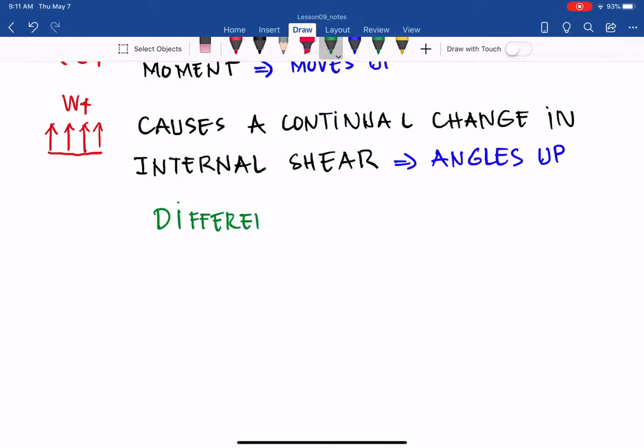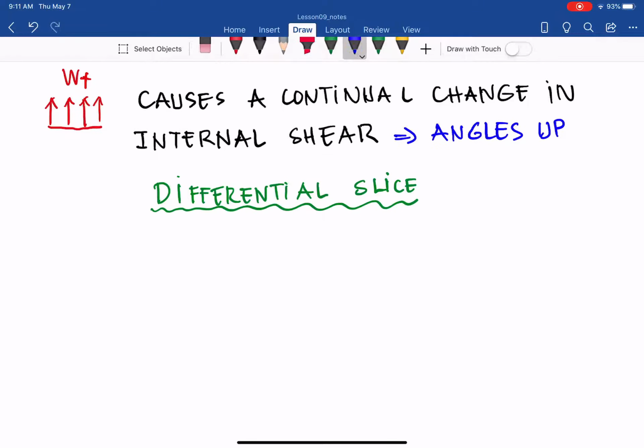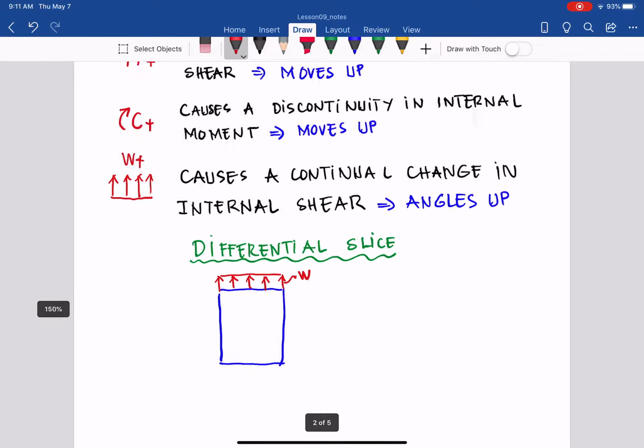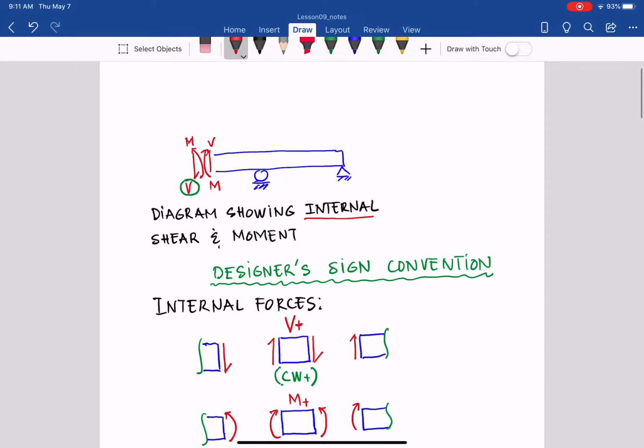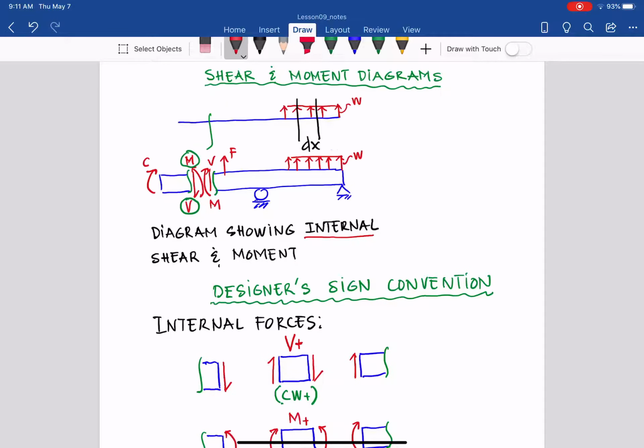Differential slice of the beam as shown. So let's zoom out that slice. We have that beam and the distributed load, cut through the distributed load W. And then, of course, when you cut that, let's expose the internal forces for that portion.